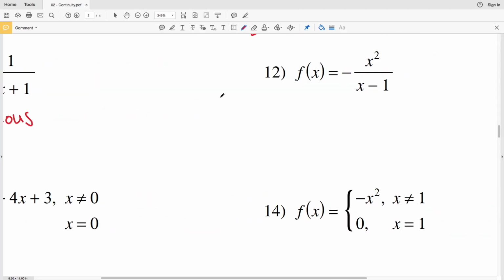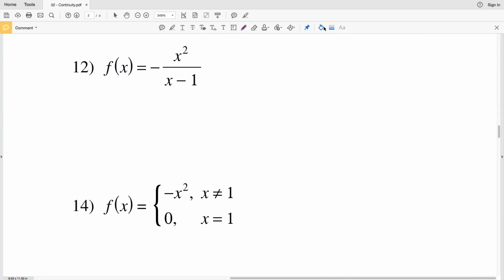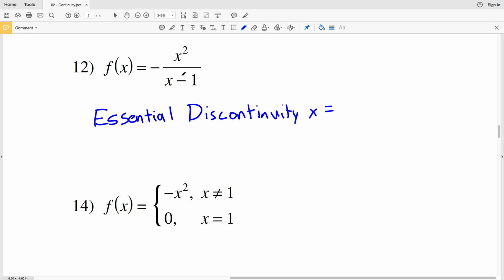Let's move on to number 12. We cannot factor number 12 in order to cancel out x minus 1. Therefore, we're going to have an essential discontinuity at that point, and that x value that will make the denominator equal to 0 is a positive 1. So when x is equal to 1, we have an essential discontinuity.